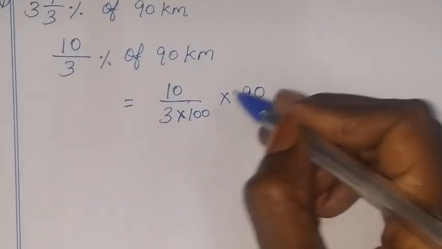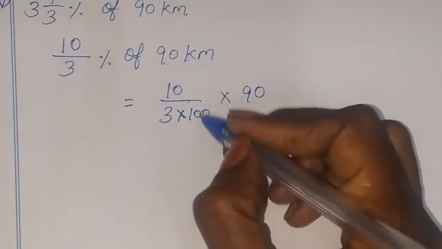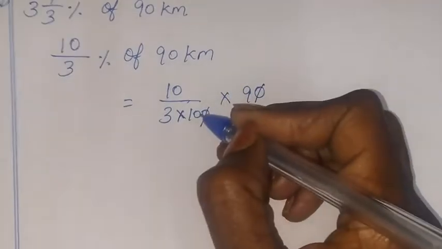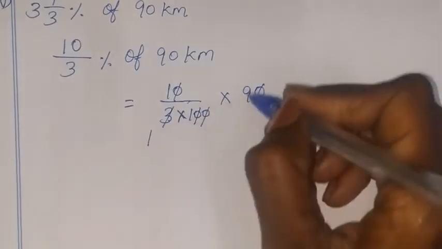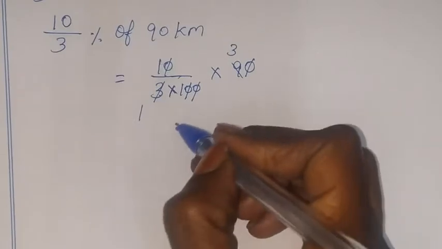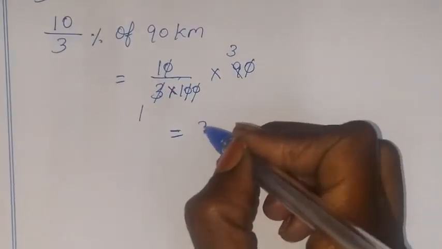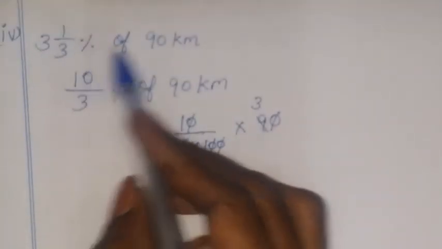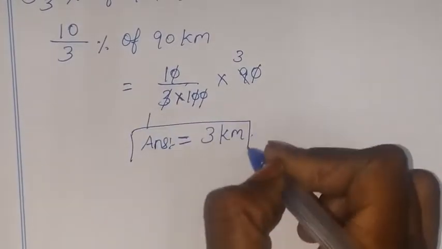So now we can simplify. There are 0s at the end of numbers in the numerator and also in the denominator, so we can strike them out. 1 0 here and 1 0 here, 1 0 here and 1 0 here. And 3 and 9 will go in 3 table. 3 1s are 3, 3 3s are 9. Now we got 1 in the denominator, so we have completed our simplification. Now 3 1s are 3 and 3 by 1 is 3. So 3 1/3% of 90 kilometer is 3 kilometers. So this is the required answer.